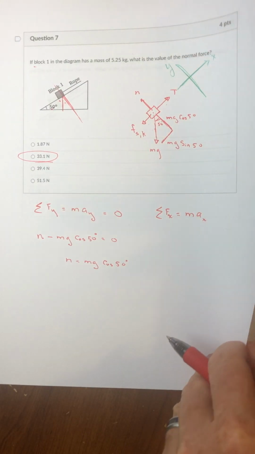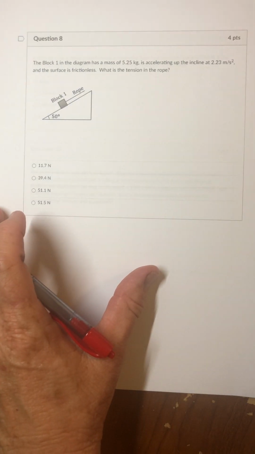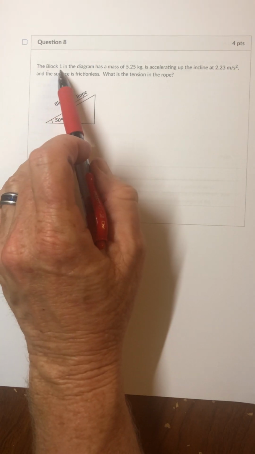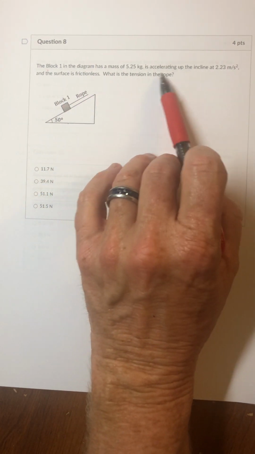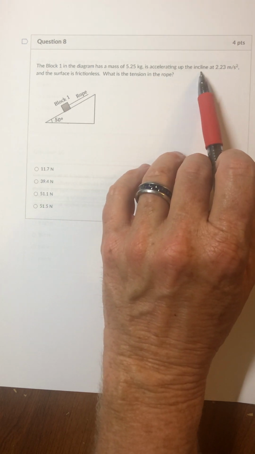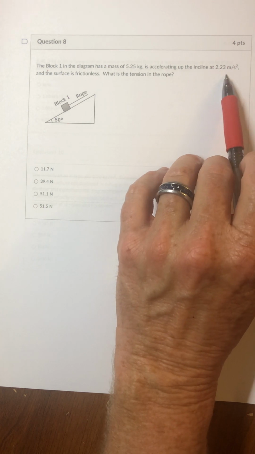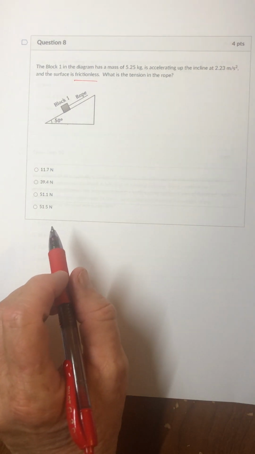But keep this discussion in mind, because now that I gave that a lot of thought, and I'll keep this paper handy here, let's look at number 8. Number 8 is the same thing. It's the same mass, the same block, the same incline, the same angle. But now it tells me it's accelerating up the incline at 2.23 meters per second squared. And the surface is frictionless.